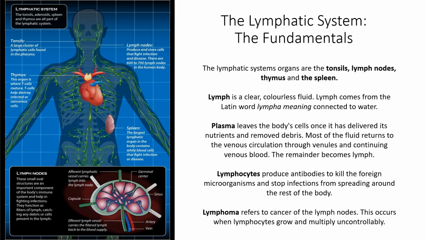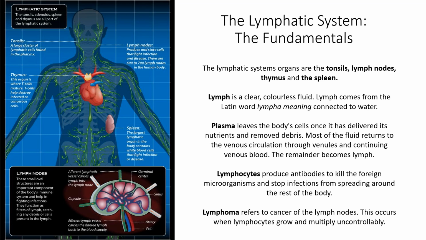The lymphatic system organs, as you can see here, we've got the tonsils, the lymph nodes, the thymus, and the spleen. So lymph is a clear colourless fluid. It comes from the Latin word lympha, meaning connected to water, going back to the Ayurvedic water of life.